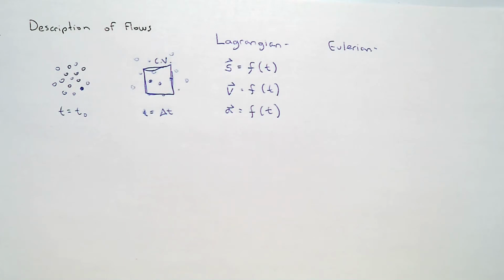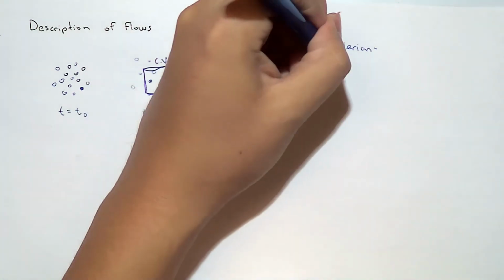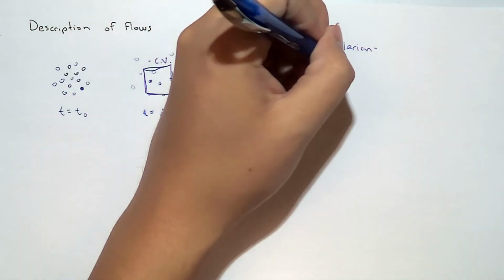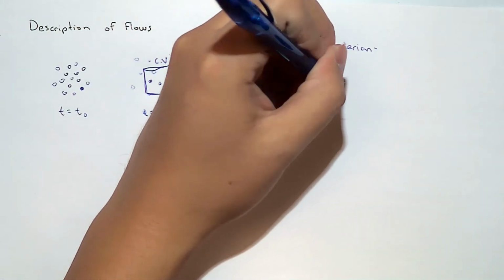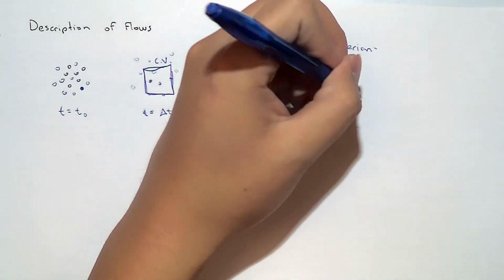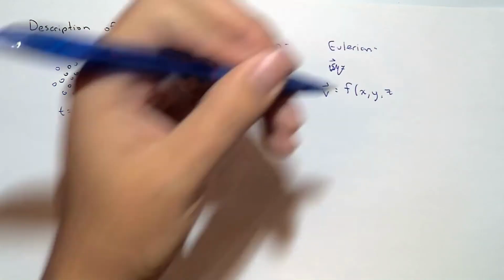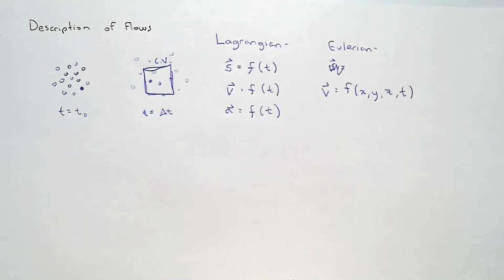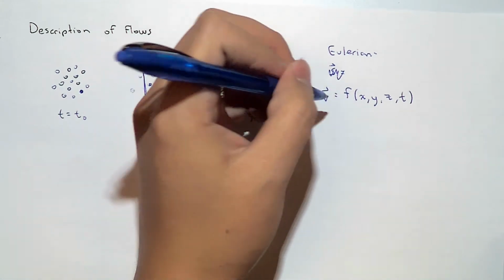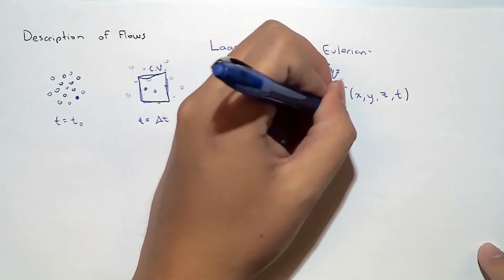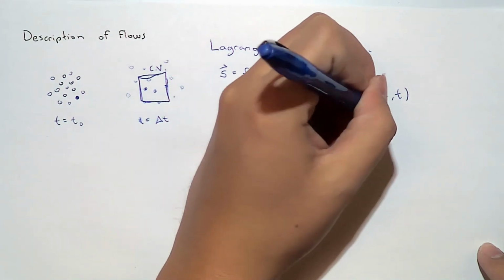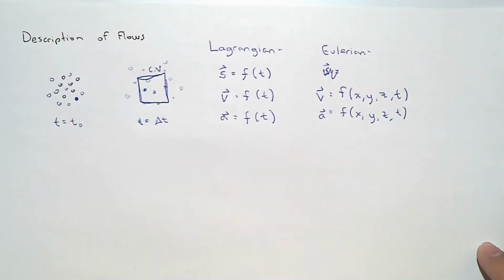But essentially, in the Eulerian approach, the properties of a fluid, let me start with velocity, are actually going to be functions of both position and time. So in the Eulerian approach, the position of a fluid, that is its x, y, and z location, is actually going to influence or help you determine the properties of the fluid at that point.